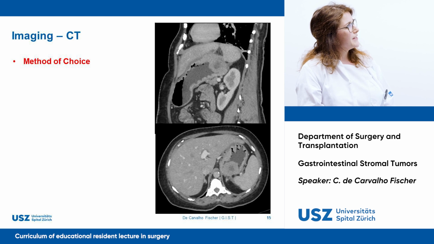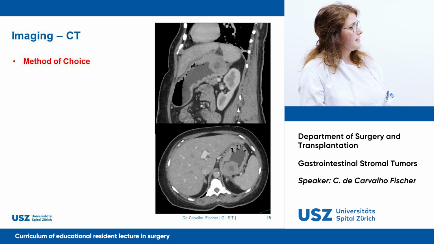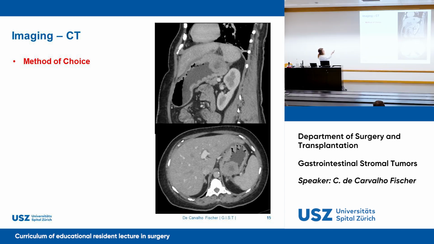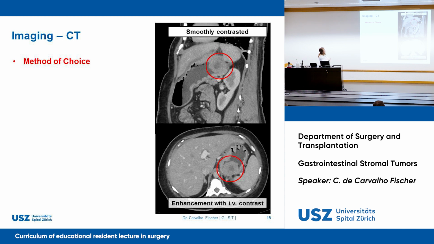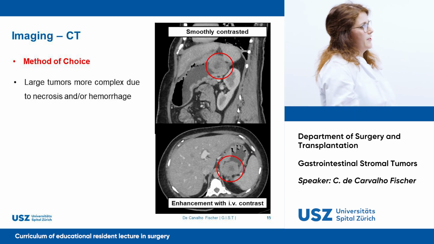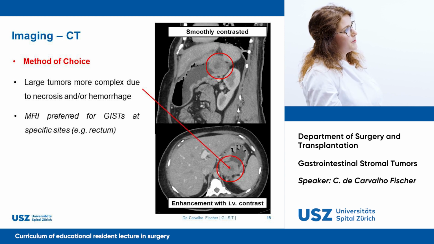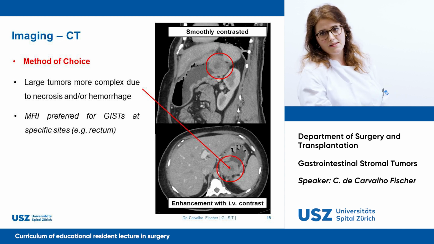The imaging modality of choice is really the CT scan. Here in the CT scan, we can see a mass in the stomach that enhances with IV contrast and has a central hypodensity, which is probably due to either necrosis or a hemorrhage. An MRI can be used for specific sites, such as the rectum, to assess infiltration.